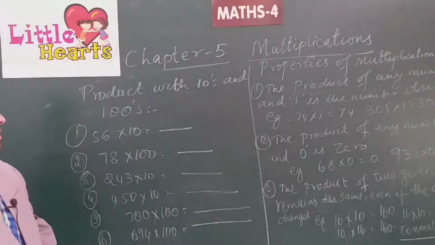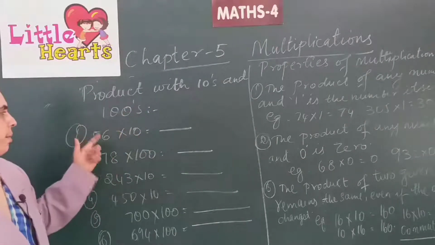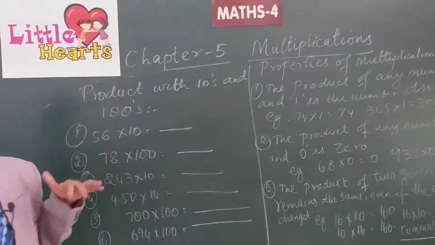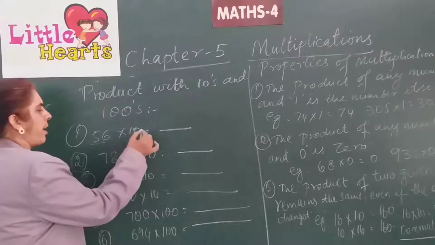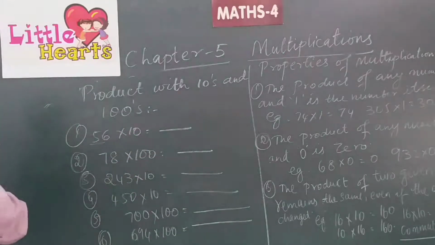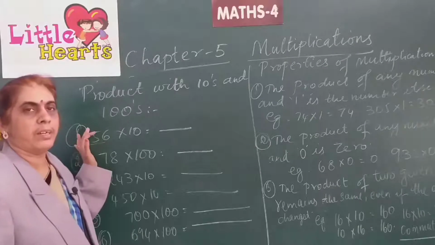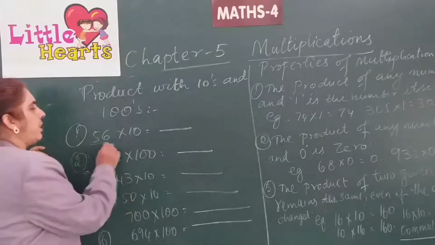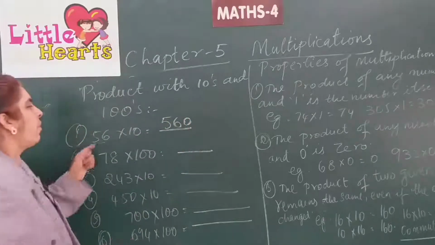Yes, children, this is finding the product with tens and hundreds. So a number is multiplied by 10 or 100. This is a simple way. So 56 multiplied by 10. Multiplication by 10 means put 0 beside the given number. That will be the product. 56 into 10. 56 followed by 1 zero.